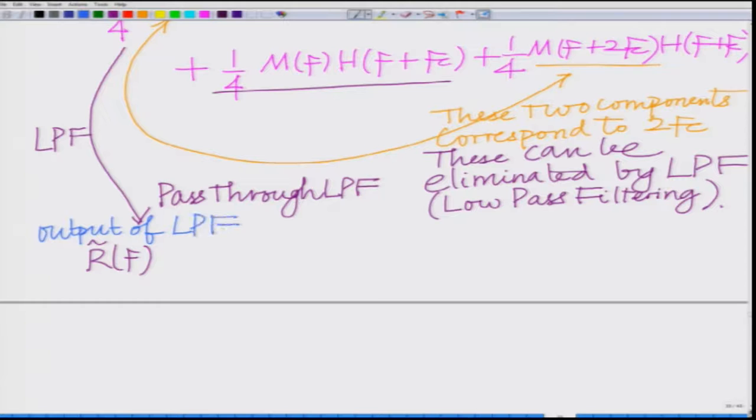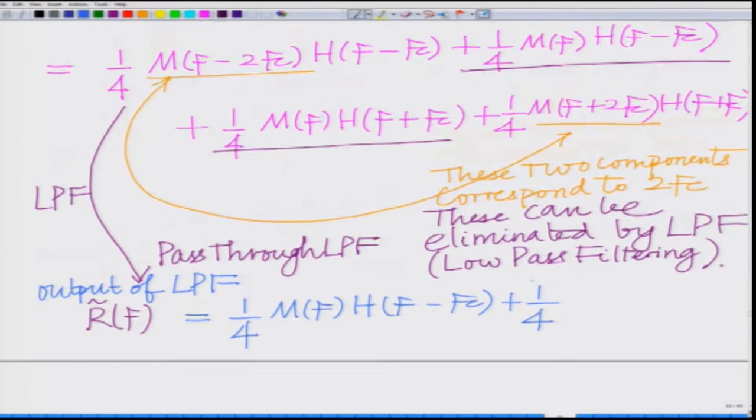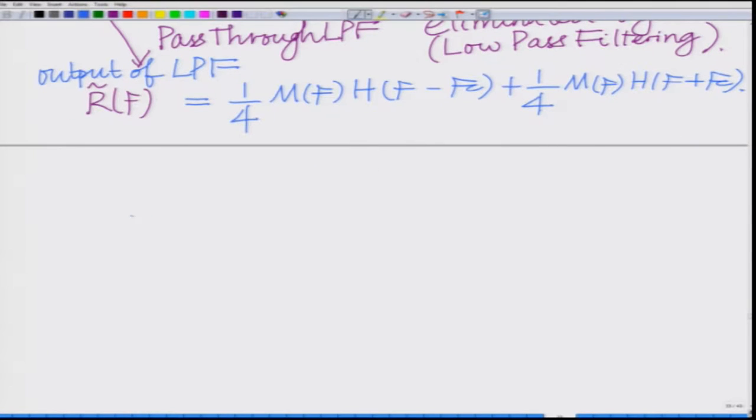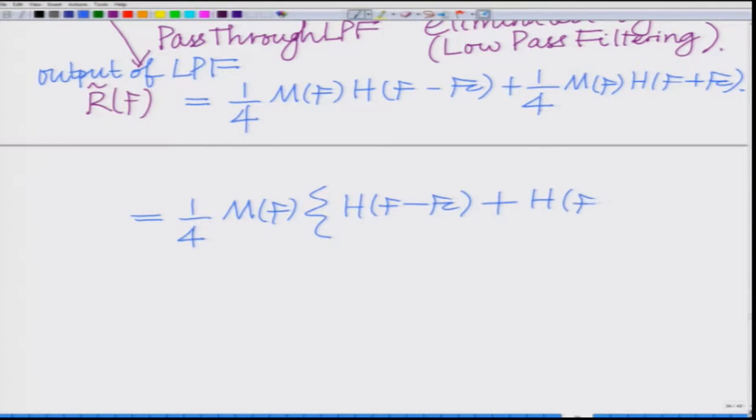So, here R tilde T, the output of the LPF, is 1 by 4 MF into H F minus F C plus 1 by 4 into MF into H F plus F C. Now if you take MF common, you can see this is 1 by 4 MF into H F minus F C plus H F plus F C.